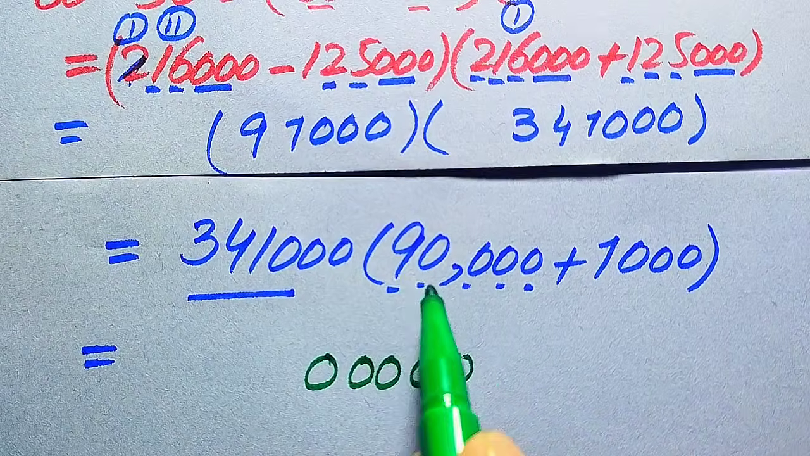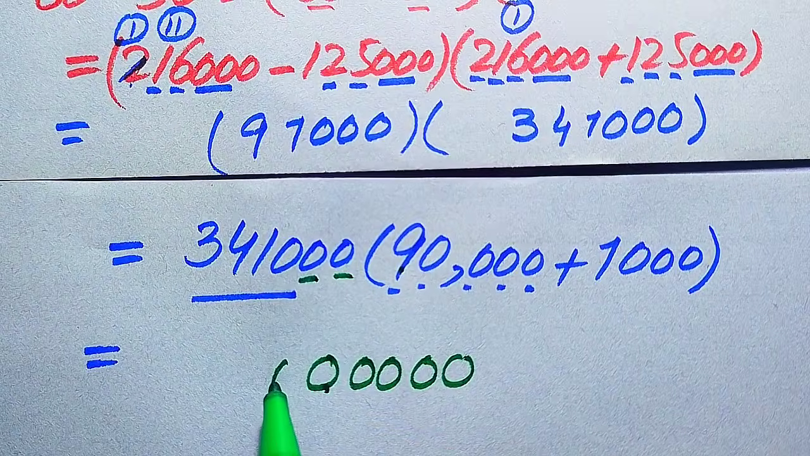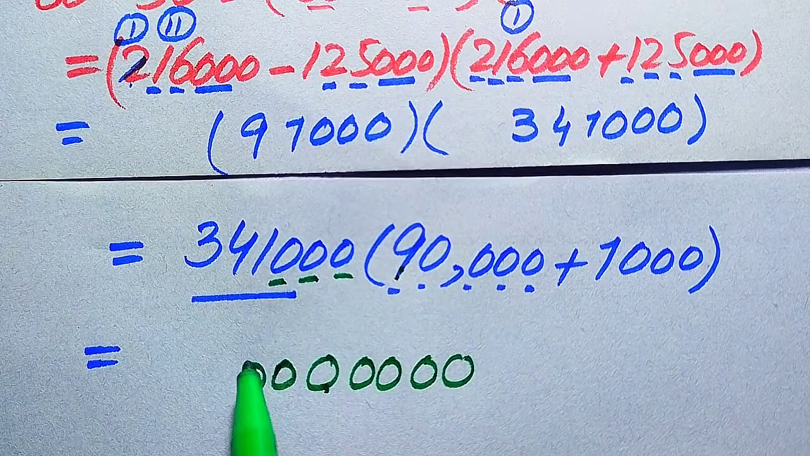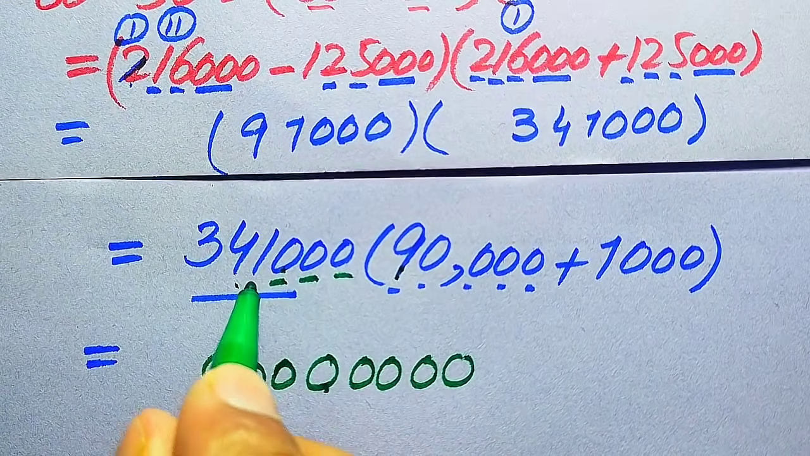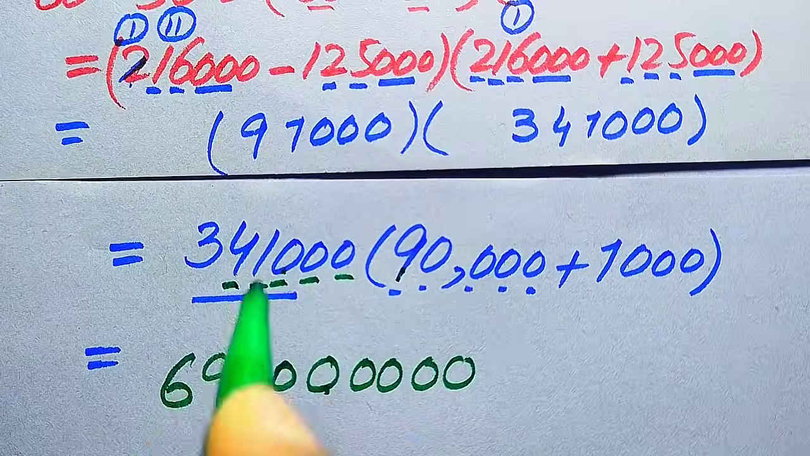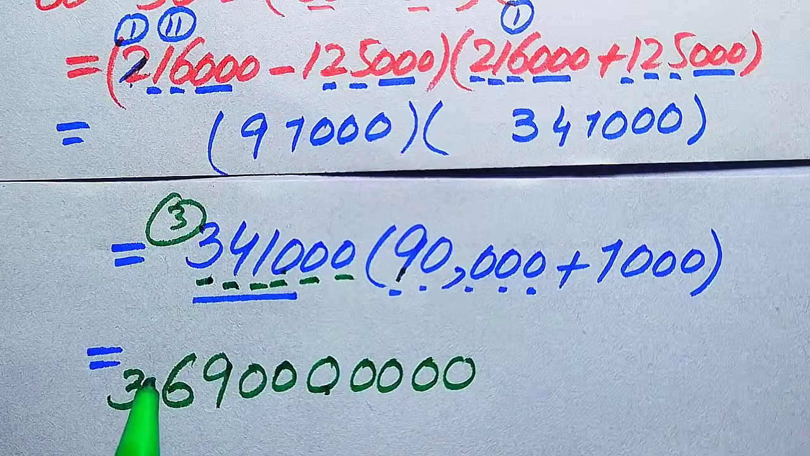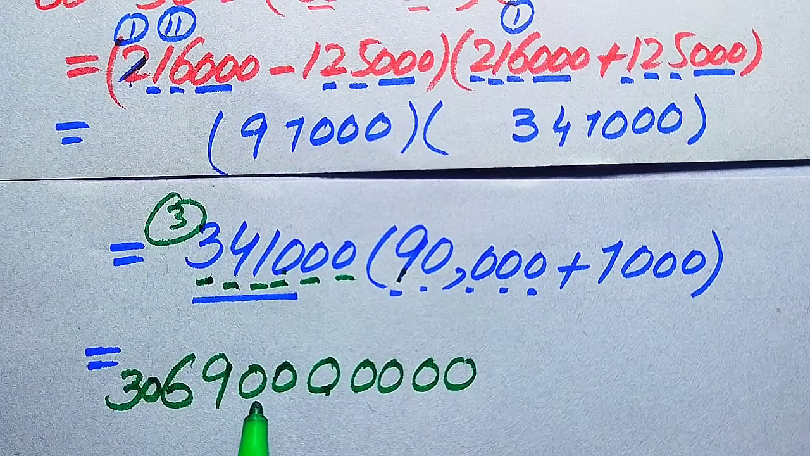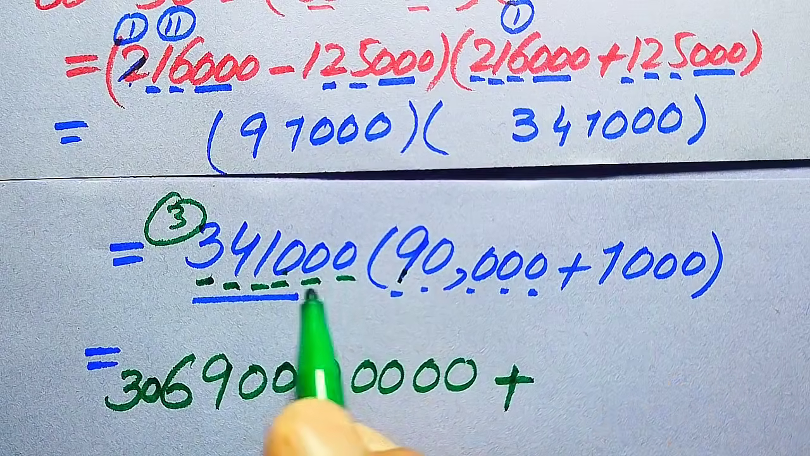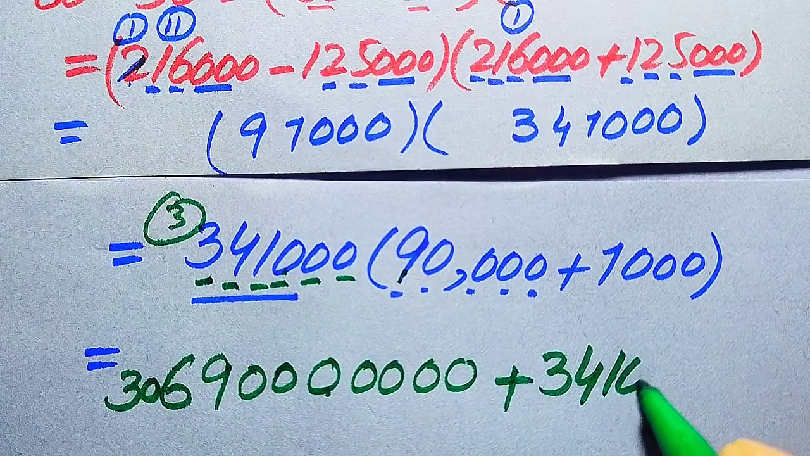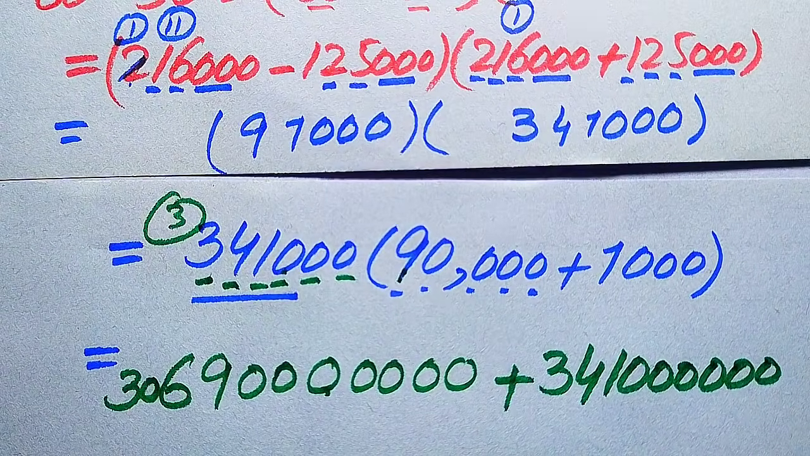Further, 9 times 0 becomes 0, 9 times 0 is also 0, 9 times 0 becomes 0, and 9 ones are 9, and here 9 ones are 9, 9 fours are 36, we write 6 and carry 3, 9 threes are 27, 27 plus 3 becomes 30, so you get 3 0 6 9, and these are 7 zeros. Plus, when we multiply this number with 1000 you just add these 3 zeros, and it becomes 341,000.